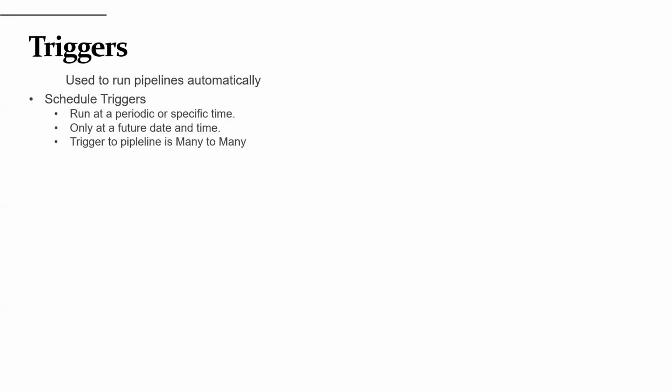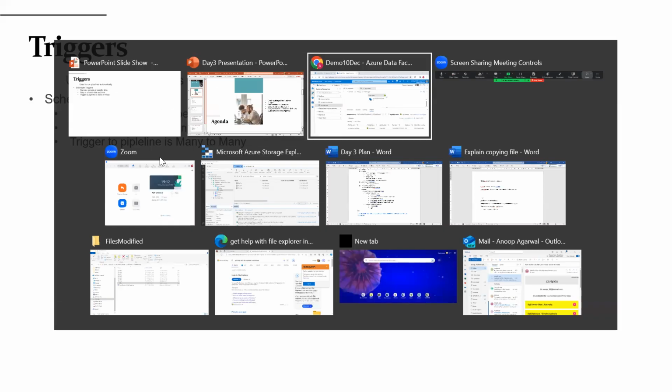And for one trigger, we can have many pipelines. If we have many pipelines, say 5 or 6 files to be copied at the same time, we could create one trigger for all the pipelines. For example, one trigger running with multiple pipelines at the same time. So there is a many to many relationship in this. I'll show you how to create schedule triggers, and then we'll have a quick demo on that.